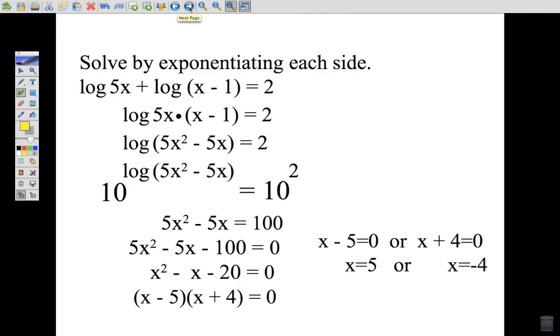But don't forget the last step. Double check when you put what you solved for x into the original problem. Are you taking the log of a positive number? When you put 5 in place, definitely you're taking the log of a positive number. But when you put negative 4 in place, 5 times negative 4 is going to be a negative number. Negative 4 minus 1 is going to be a negative number. We have to eliminate x equals negative 4 as a possibility.